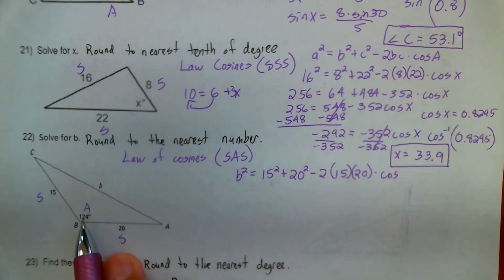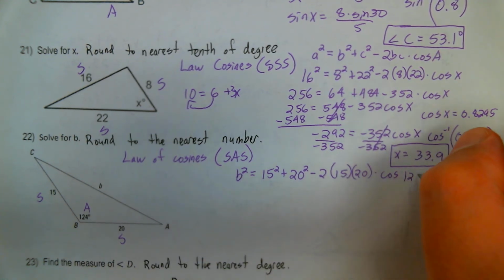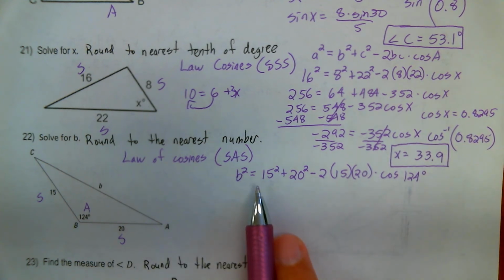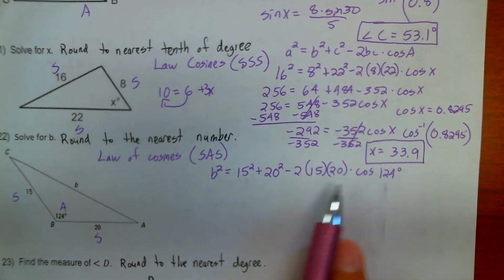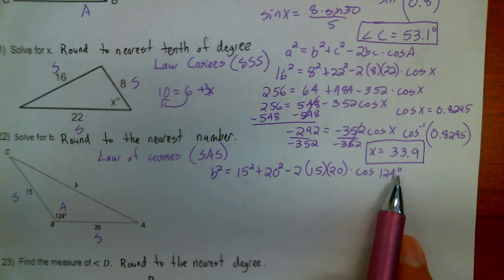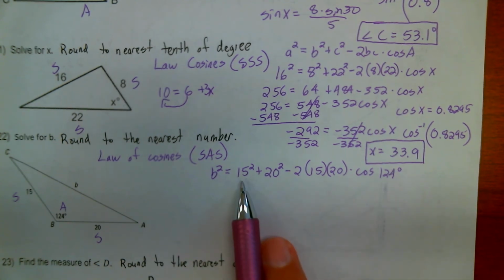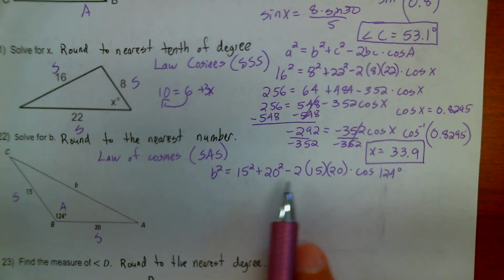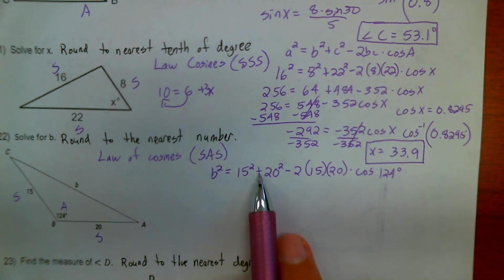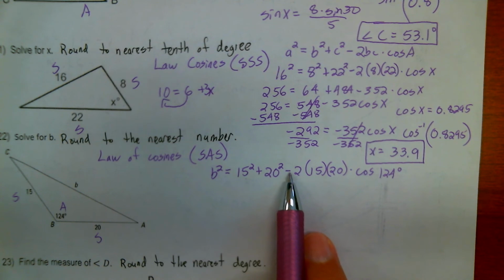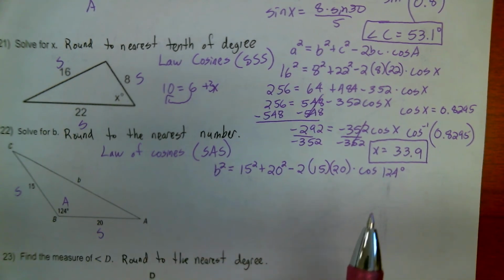Now this time I have the angle. So cosine of 124 degrees. Now, when you have the angle, you literally can type all that into your calculator exactly the way you see it, because I'm not having to use the inverse. So your calculator will do the order of operations correctly. All I'm doing is adding and subtracting here. Everything else is multiplication. So I'm just going to type this in exactly the way I see it.